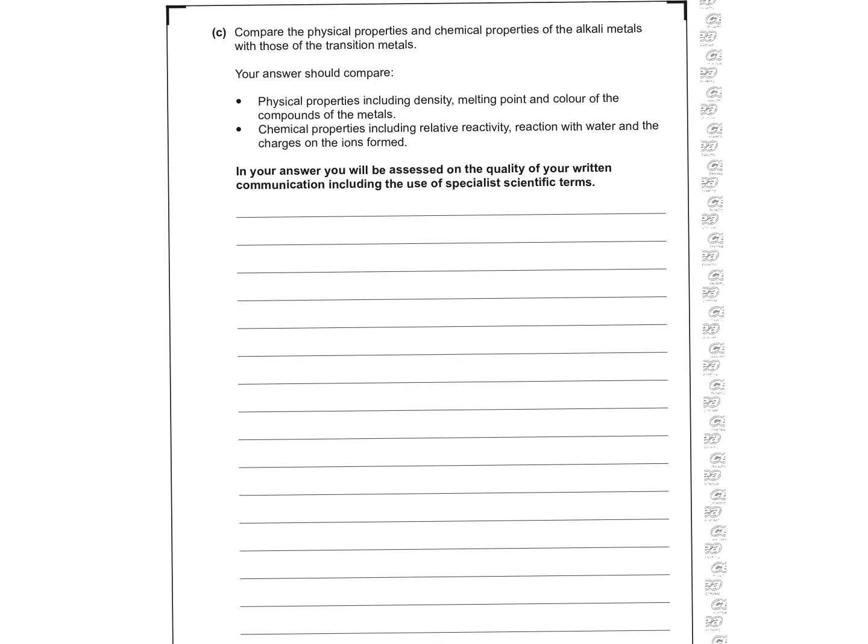In part C then, we'll have to compare the physical and chemical properties of alkali metals and the transition metals. And again, the bullet points are telling us what we have to do. So we have to include density, melting point, colour of the compounds, not the metals. And then the chemical properties to do with the reactivity, reaction with water, and the charges. And this is a comparison, so you need to say what happens to each one. Okay, so here are some of the answers which you could give.